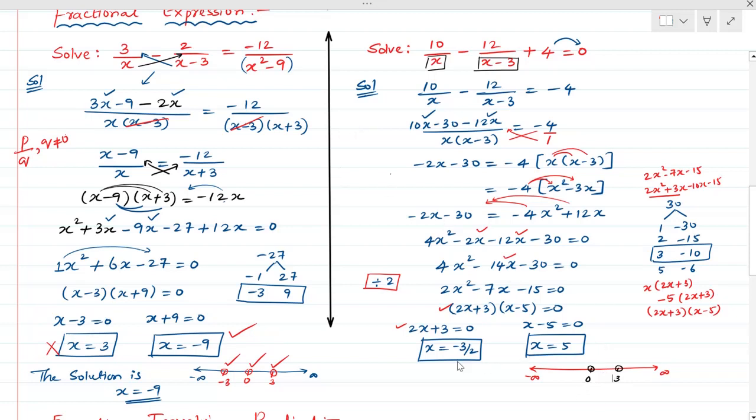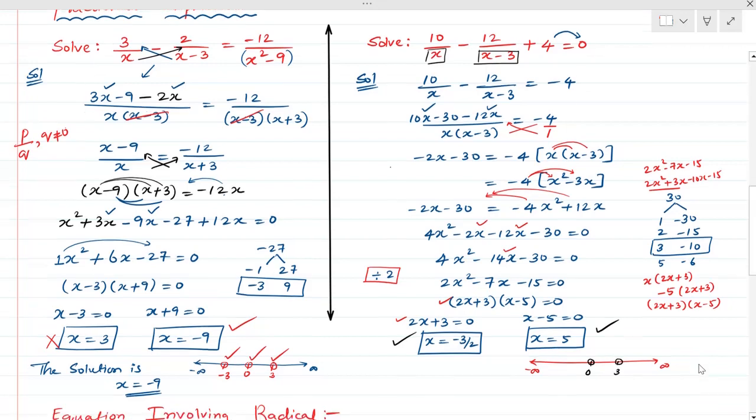But in the solution, we will have minus 3 over 2, which is not 0, and 5. So it is on the real line. Therefore, both are the solution. Both are the correct solution.